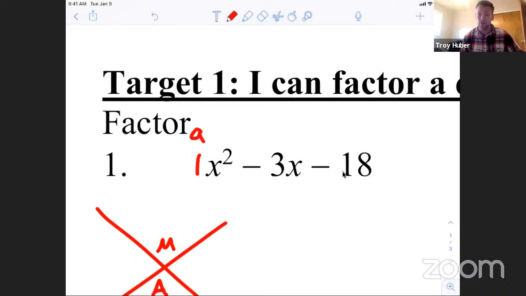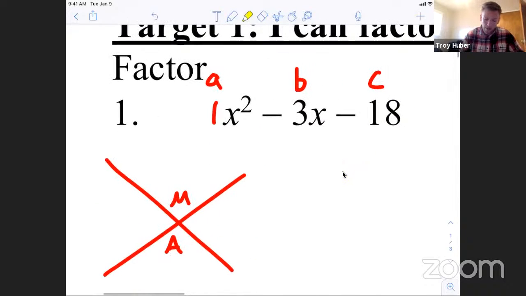Our B value goes with your x variable. So your B value in this case, and be careful because this negative goes with it, would be -3. And then our C value is this constant, or just a regular old number. Watch out, this minus sign also goes with that C value. So it'd be a -18 for that C value.